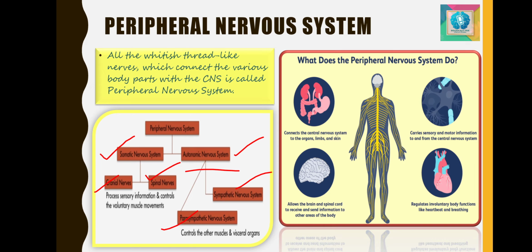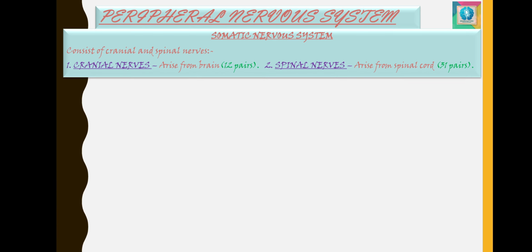The primary role of the peripheral nervous system is to connect the central nervous system to the organs, limbs and skin. These nerves extend from the central nervous system to the outermost areas of the body. The peripheral nervous system, or the PNS, allows the brain and the spinal cord to receive and send information to other areas of the body, which allows us to react to the stimuli in our environment. Now let's discuss the different types of peripheral nervous system in detail.